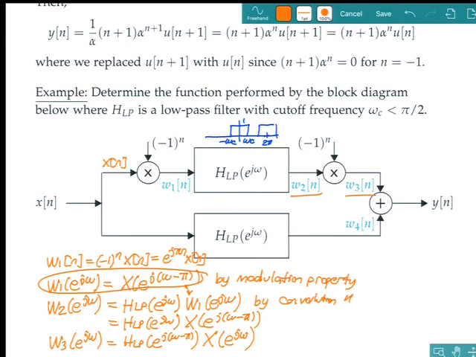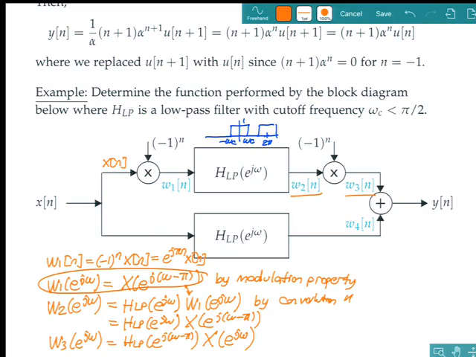Only it got multiplied by a shifted version of the low-pass filter. So what happens if I take the low-pass filter response that was centered at 0 and shift it by pi? What kind of a filter do you get? This moves to pi now. Pi is the high frequency. Now it becomes a filter that passes high frequencies, gets rid of low frequencies, right? So if I'm just interested in how W3 compares to X, it really is a high-pass filtered version of that.